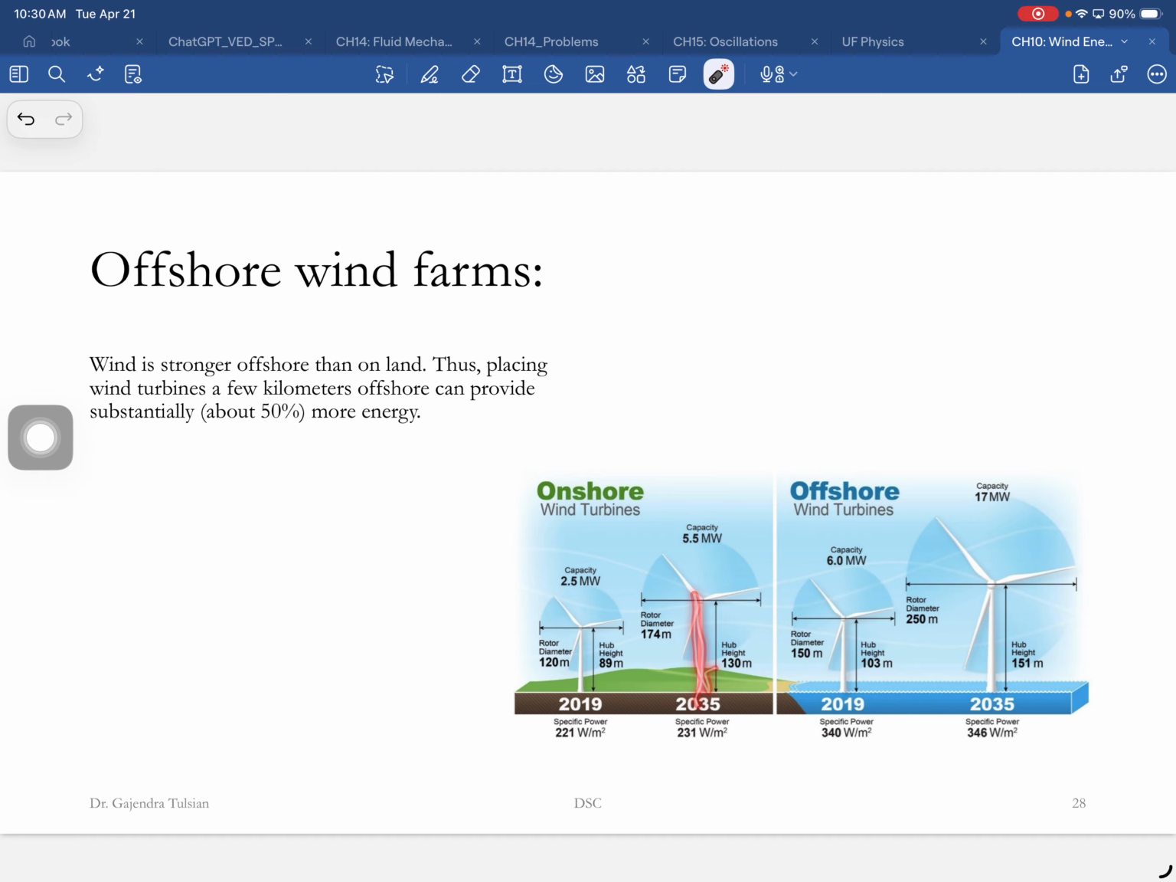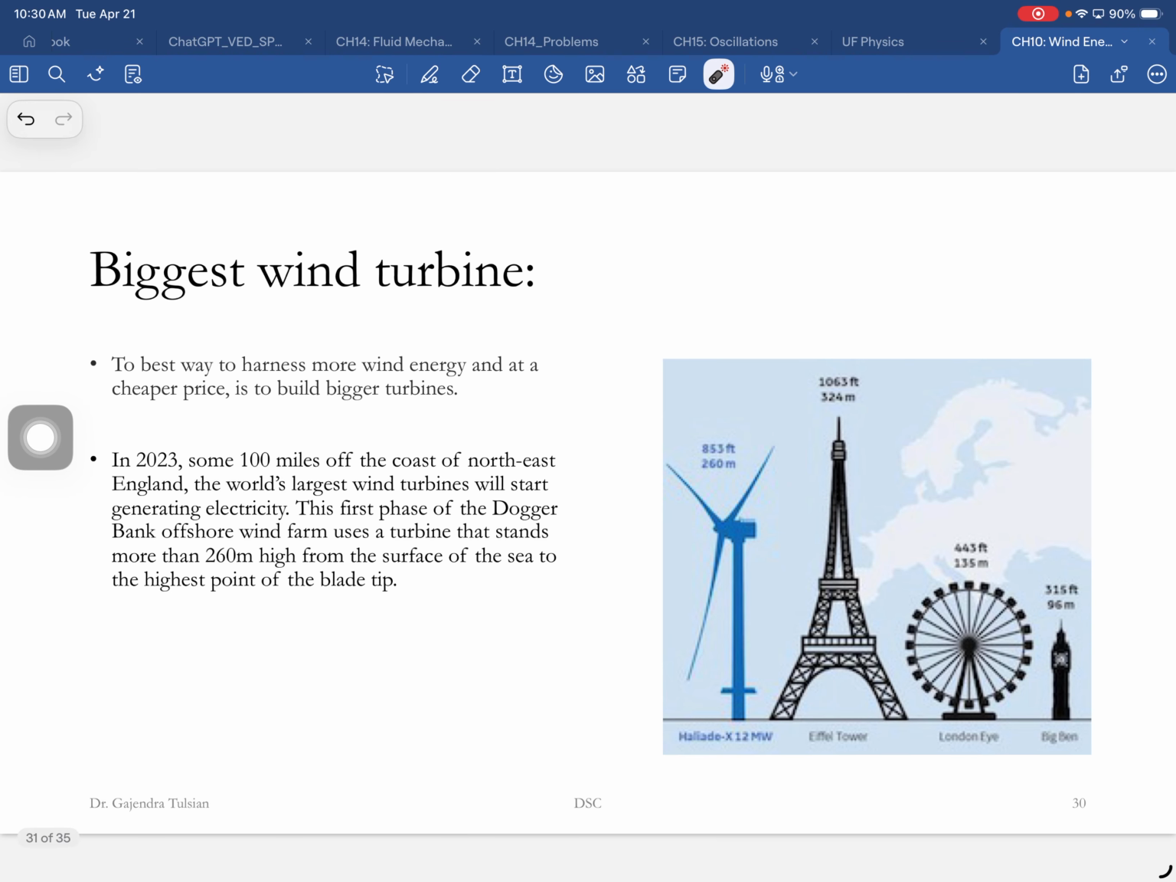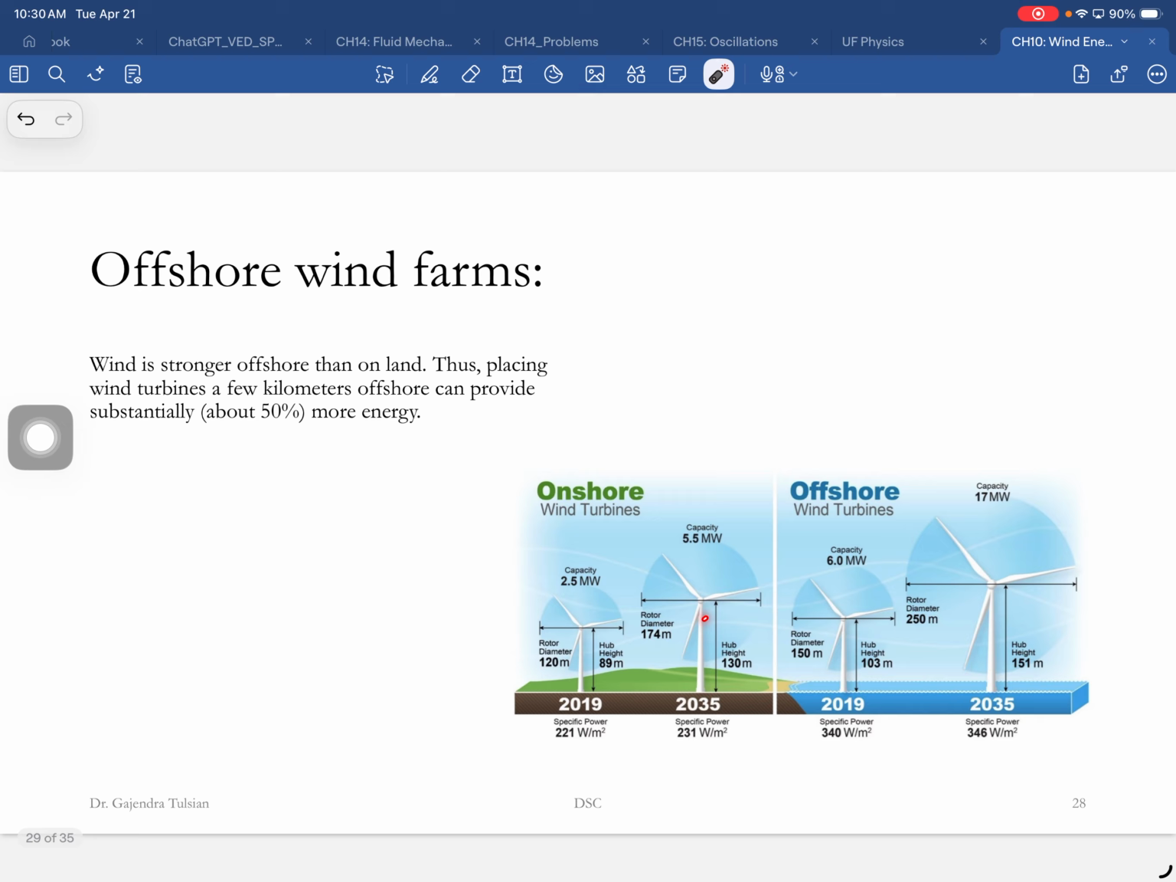It's taller than this guy, from the surface of the sea to the highest point of the blade. Oh, okay. So that's 260 meters.